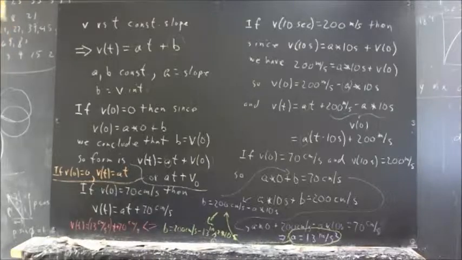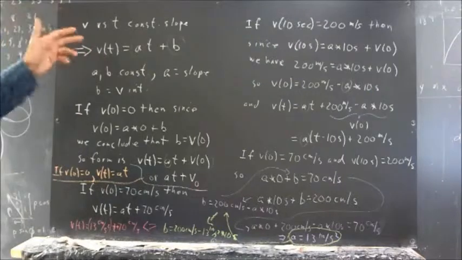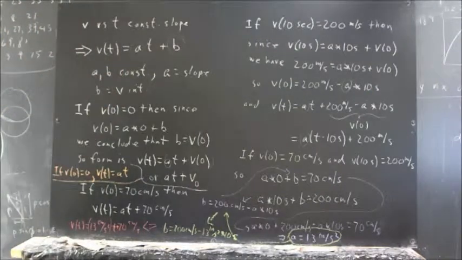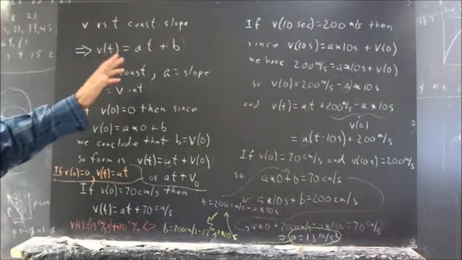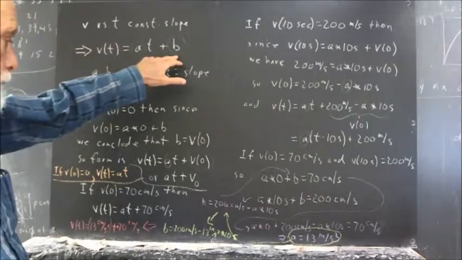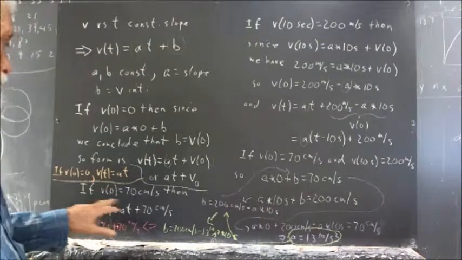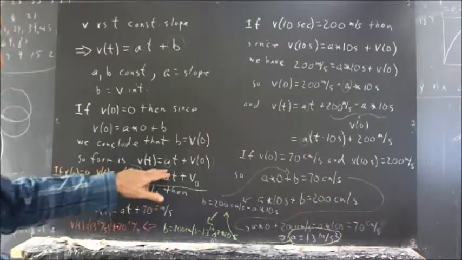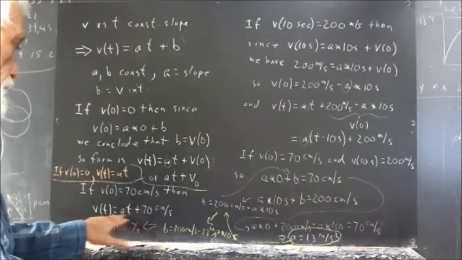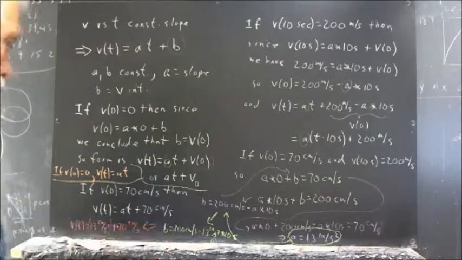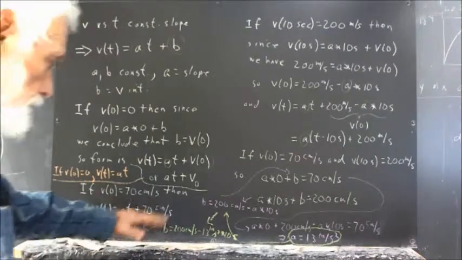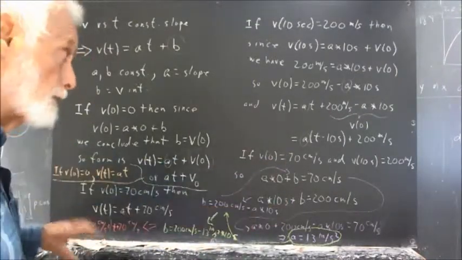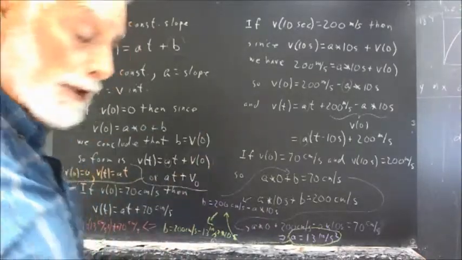Well, if we substitute 0 for t, then v of 0 is going to equal b, so that if v of 0 is 70 centimeters per second, we can come down to this form. At plus v of 0 will be at plus 70 centimeters per second. Now, ignore this stuff down here. It kind of grew from over here, and we'll get to that in a minute.